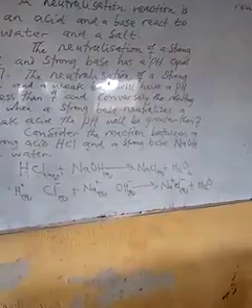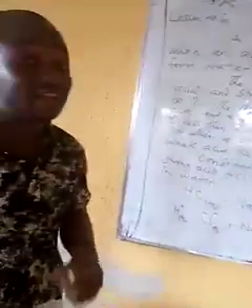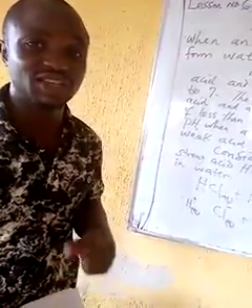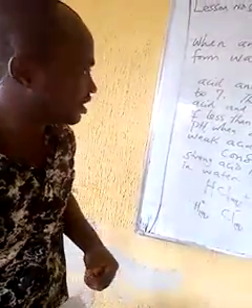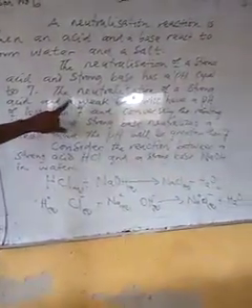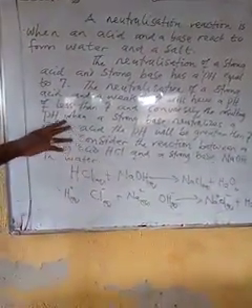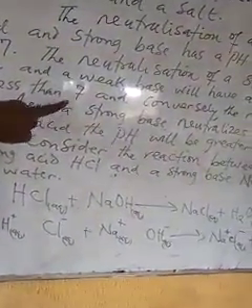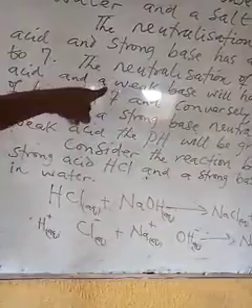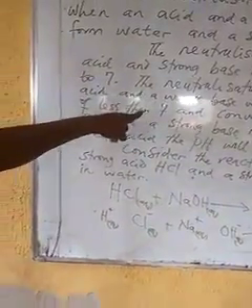If you could recall, when I was explaining pH, I said that a solution that has a pH that reads from 1 to 6, that is less than 7, is acidic. So in the same thing here, when you have a reaction between a strong acid and a weak base, the pH of the solution is going to be less than 7. That means the solution is going to be acidic in nature.